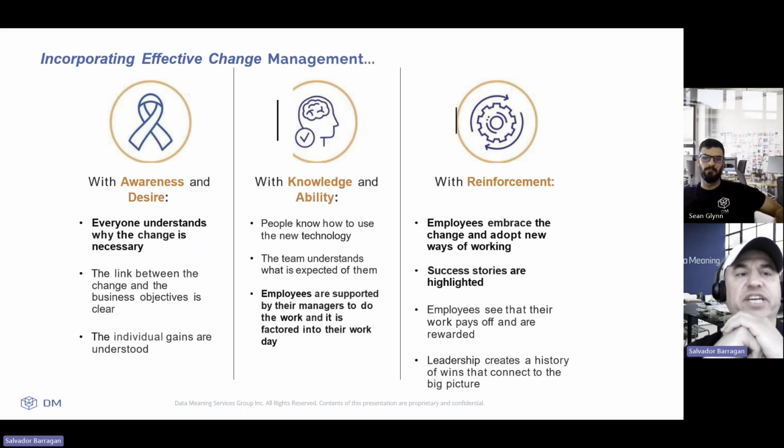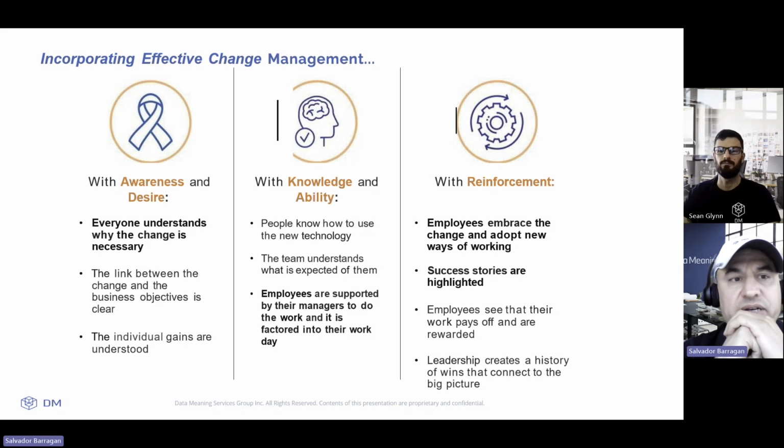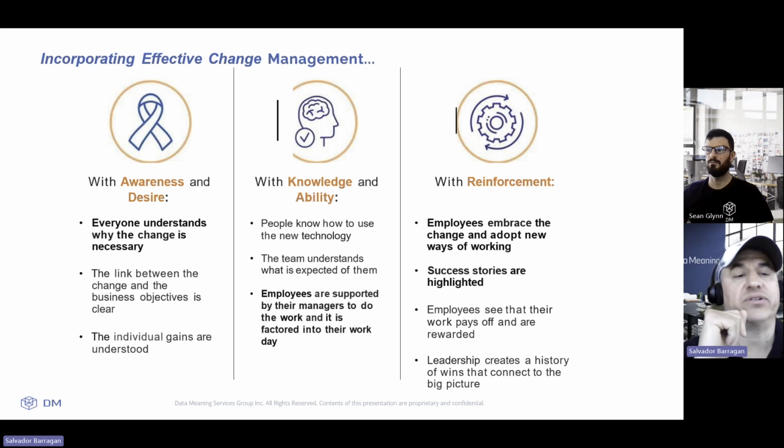So incorporating effective change management, you want to do it with a couple of areas of what I call the withs. So with awareness and desire, with knowledge and ability, and with reinforcement. We've already gone through that in those 5 steps, but you want everyone to understand why the change is necessary. And as part of that, you really want to understand how this change is going to address the business objectives or the future business objectives. So that has to be really mapped out and really understood.